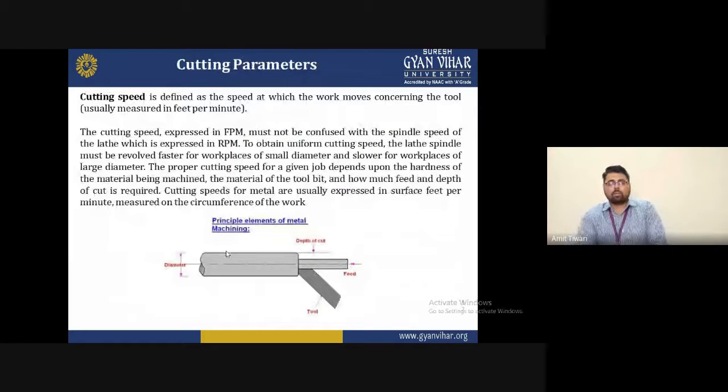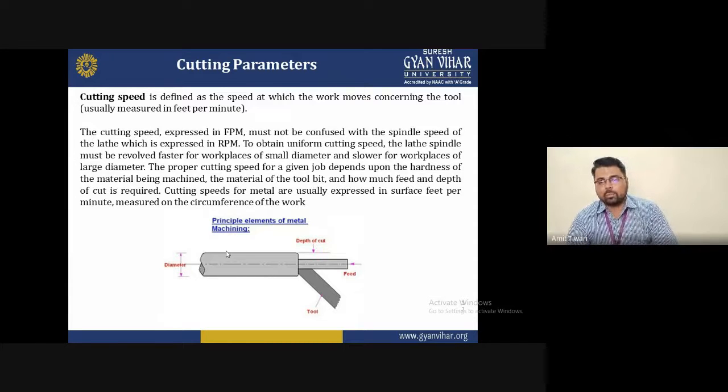Now, some cutting parameters also play an important role during metal cutting. With the help of these cutting parameters, you can easily cut and provide a desired shape. Cutting speed, depth of cut, and feed are the three cutting parameters. The first is cutting speed, which is defined as the speed at which the work moves concerning the tool, usually measured in feet per minute.